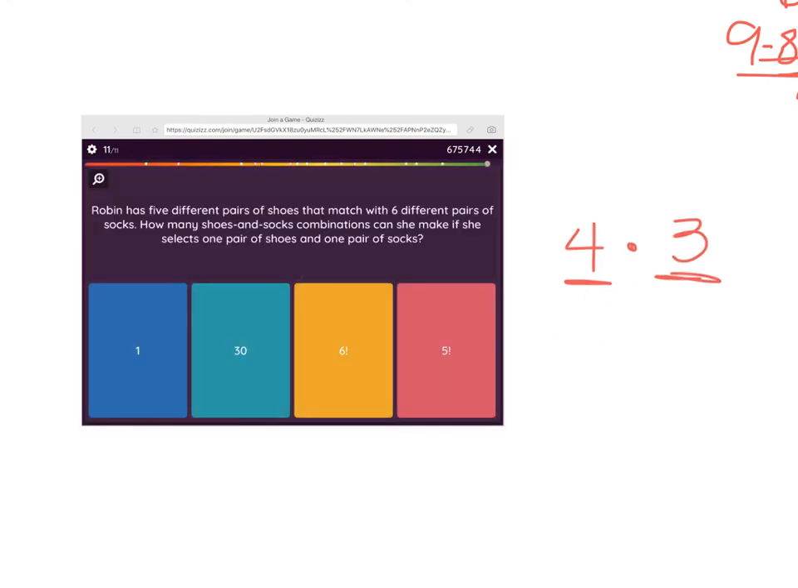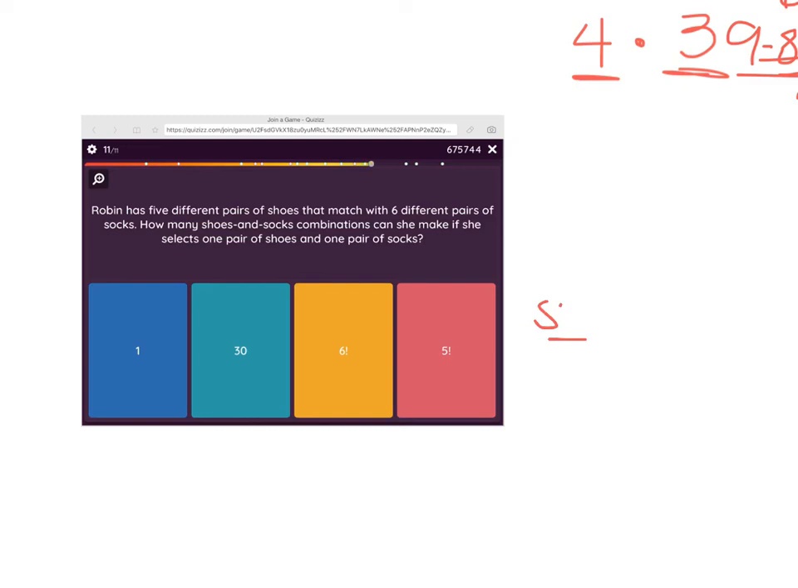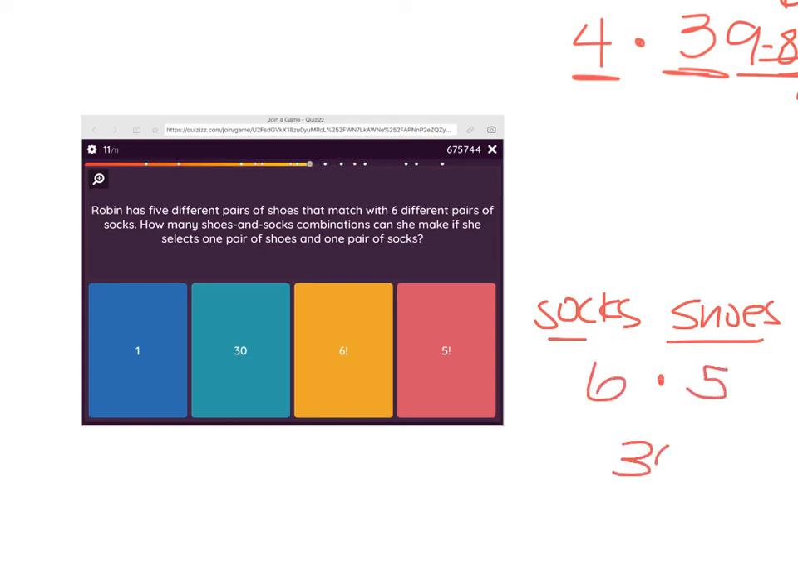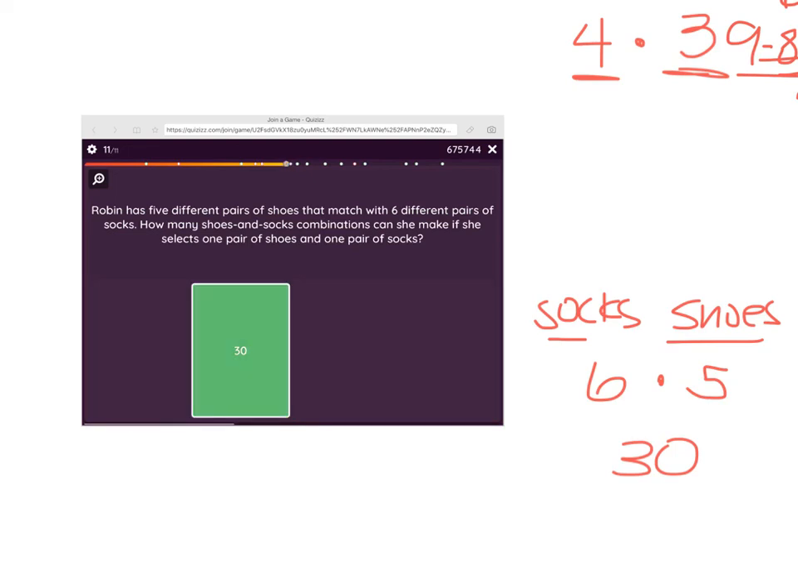Robin has 5 different pairs of shoes that match with 6 different pairs of socks. How many shoe and sock combinations can she make if she selects 1 pair of shoes and 1 pair of socks? So we are just trying to figure out how many options there are, right? Which means I would take my 2 separate events. The first that it's a pair of socks, and the second that it's shoes, and multiply them together. There are 5 pairs of shoes, 6 pairs of socks, which means in total there would be 30 different options.